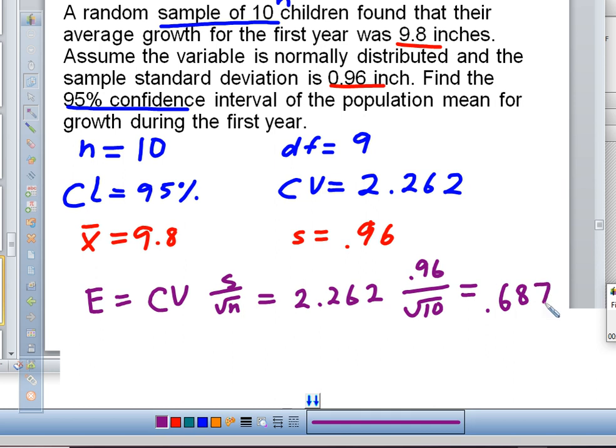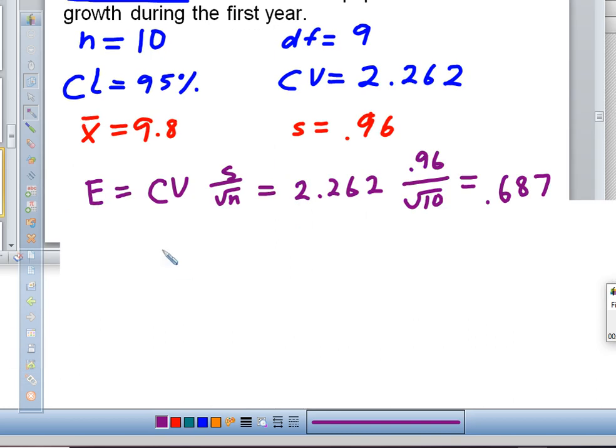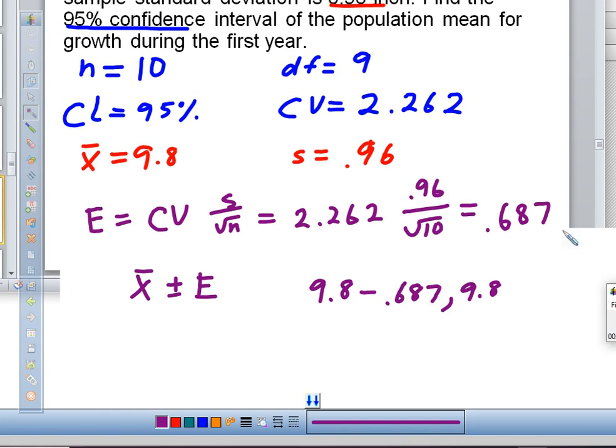I got 0.68669, so I'm just going to round that to 0.687. All right, so then we have our x bar plus or minus our error. So that's going to be x bar, 9.8, minus 0.687, to 9.8 plus 0.687.